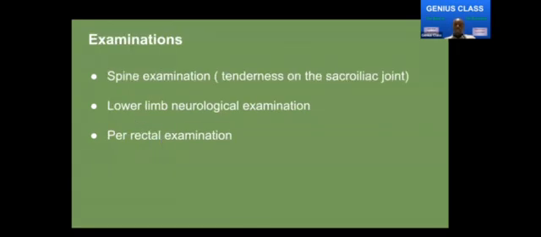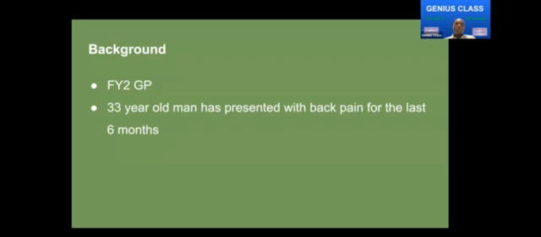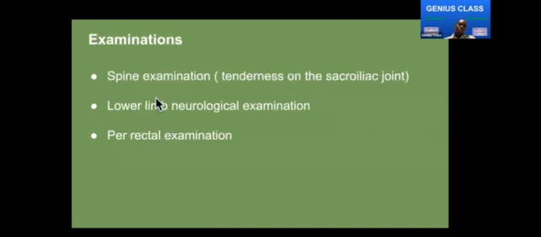So you're going to take the history as usual, as we discussed before, going through the pain with SOCRATES, going through the differential diagnosis of all the back pain, doing the ICE, the PMH-FH-DH-SH-allergies, the effects of symptoms, and summarizing the main history. And then, of course, performing an examination. The examination we need is spine examination, neurological examination of the lower limbs, and of course, a per rectal examination.